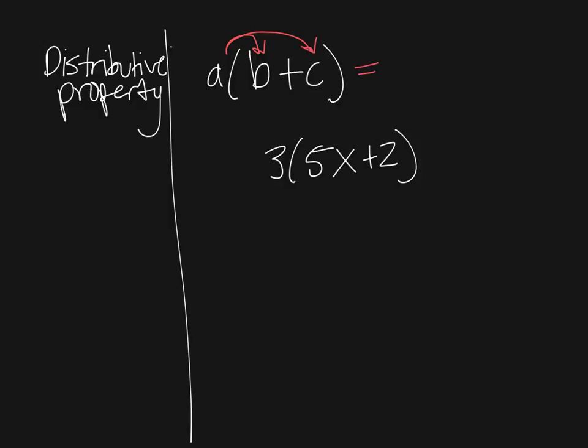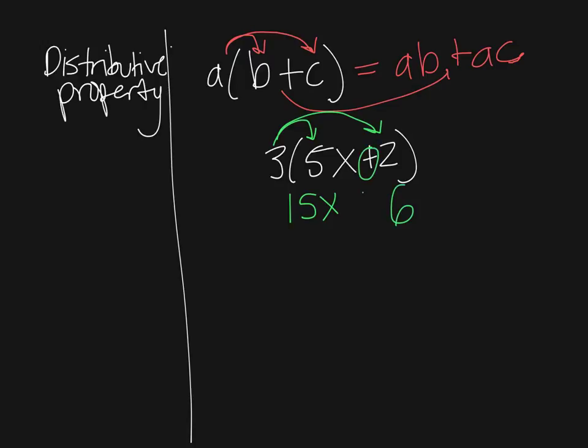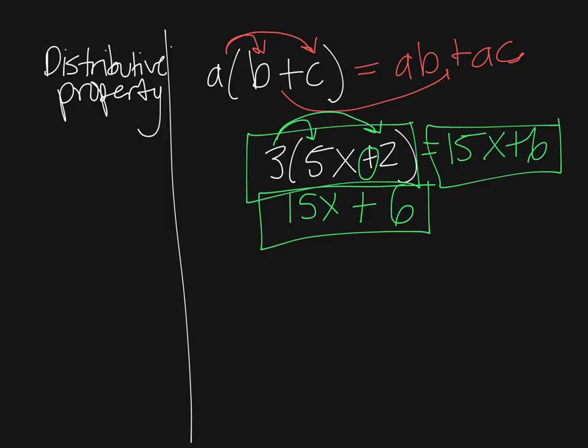So since I draw my arrows over there, I'd have AB plus AC, because those are being multiplied together. In this case right here with our example, you would have 3 times 5x, which you know is 15x, and 3 times 2, which is 6. And what's the symbol between them? Plus. So your expression would now be 15x plus 6. These two are equivalent. That's a distributive property. So let's go ahead and write that out.